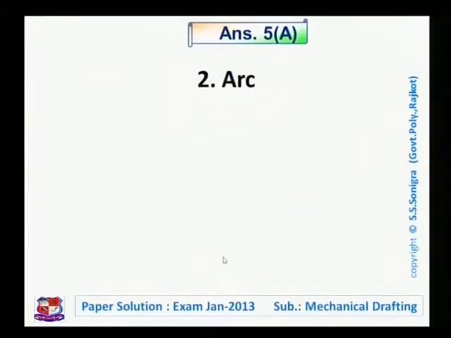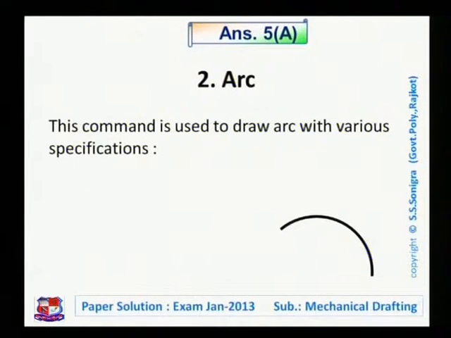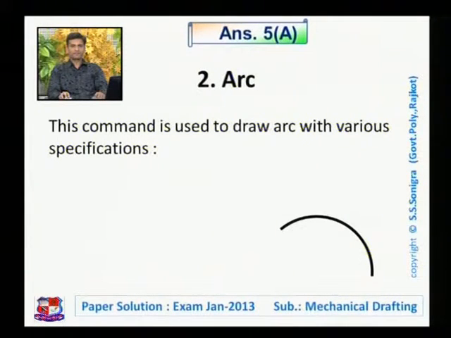Second is arc. This is an arc which is drawn with some radius and angle. This command is used to draw an arc with various specifications. Arc can be specified in numerous ways.